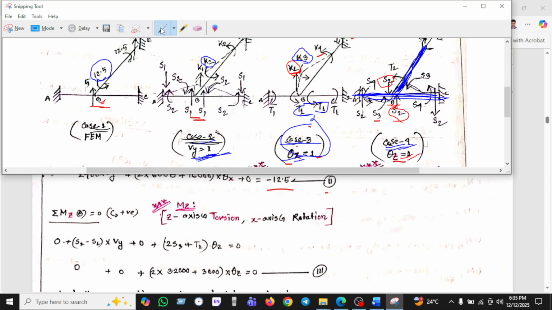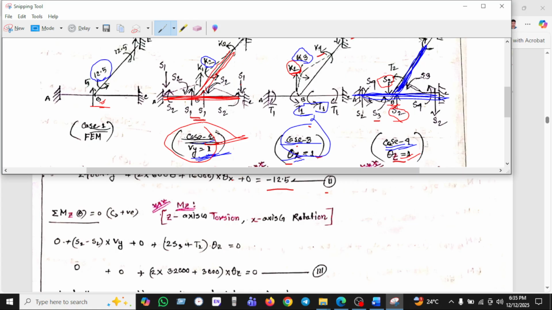This is the case 2. I'm just changing color. I'm just taking the red color. Now we're taking the point by. This case, by, as we are taking moment at z, so z-axis will be torsion. There is no torsion, and x-axis will be rotation. That means this will be rotation.